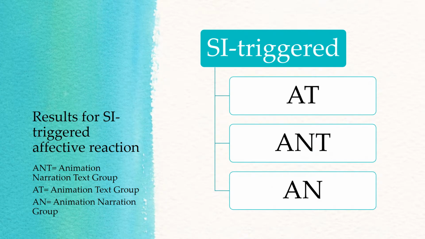So the results looking at situational interest triggered showed that the animation text group, followed by the animation narration text group and the animation narration group, were most interested. The author posits that when starting out studying or a learning module, having the text read to you decreases interest compared to reading on your own.